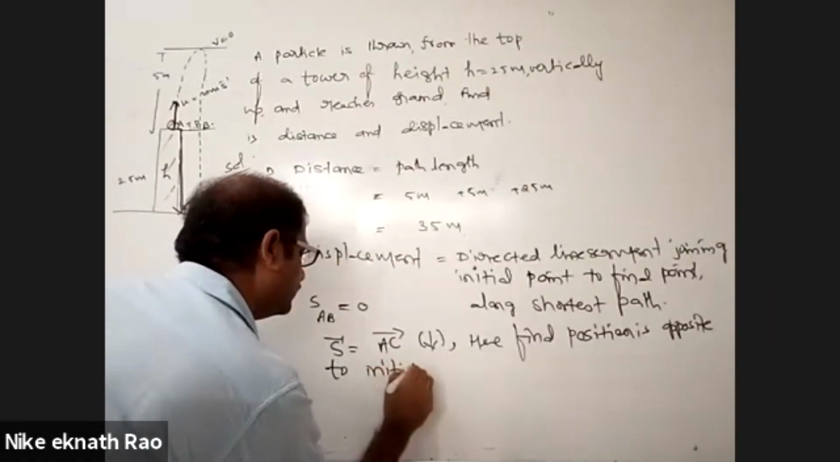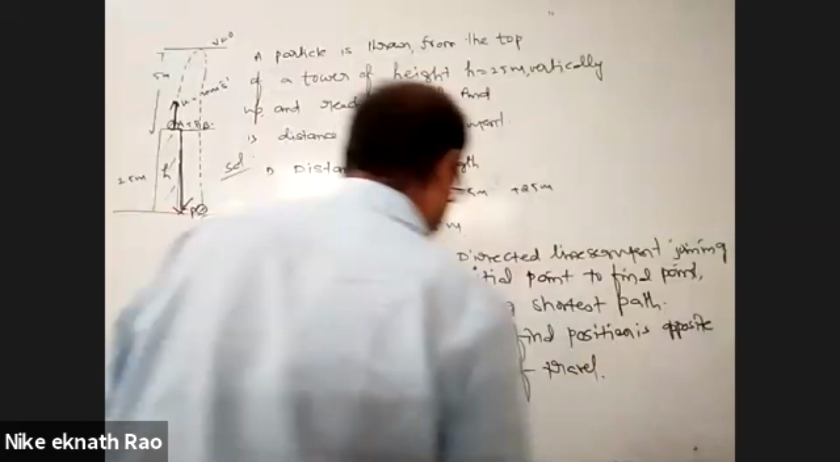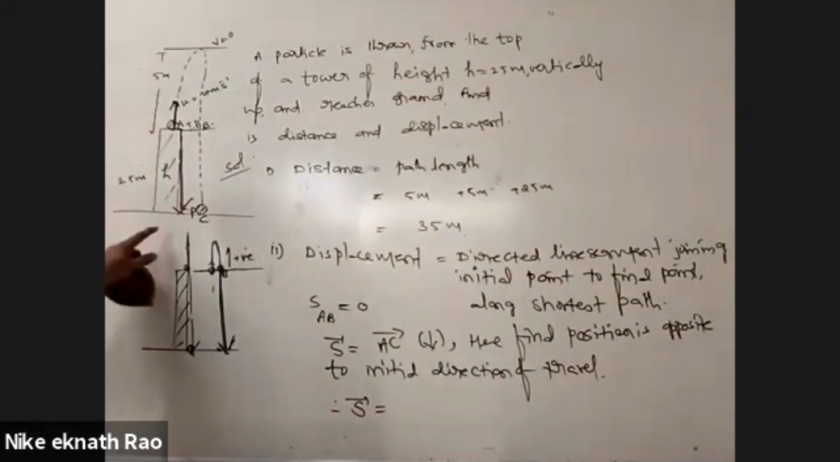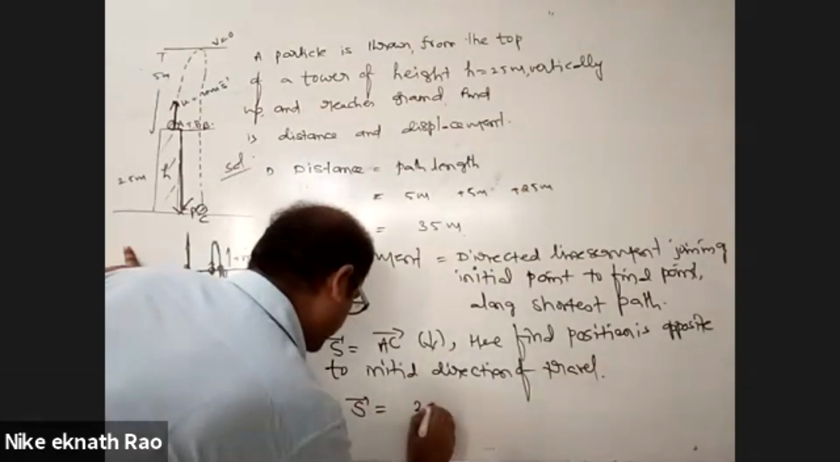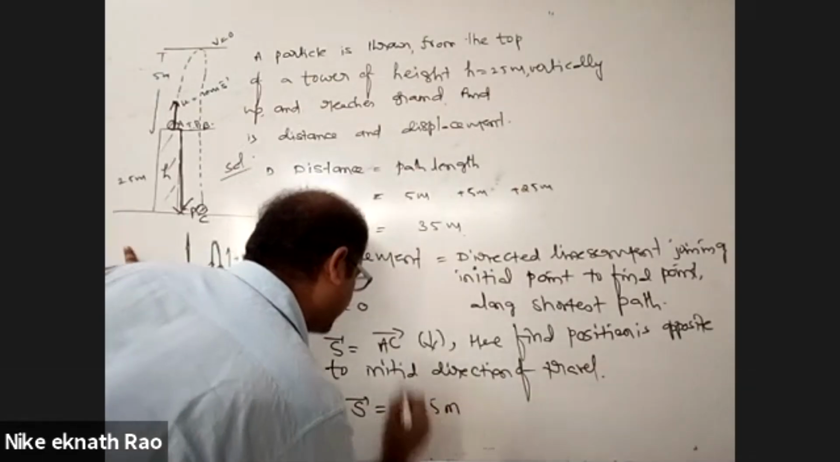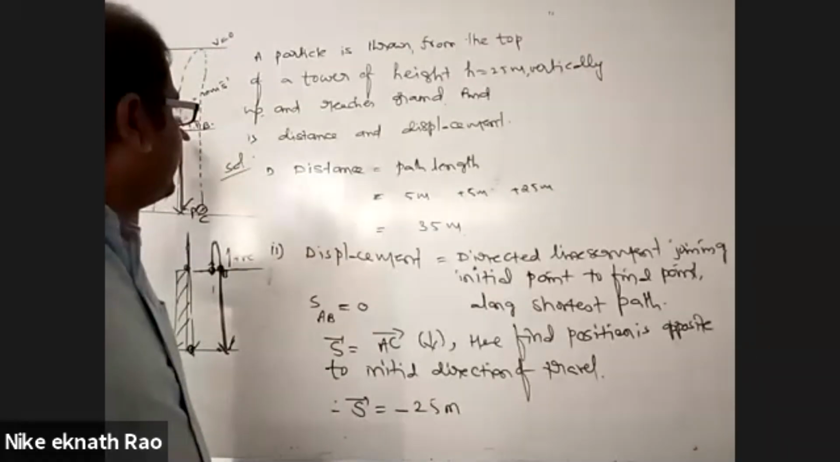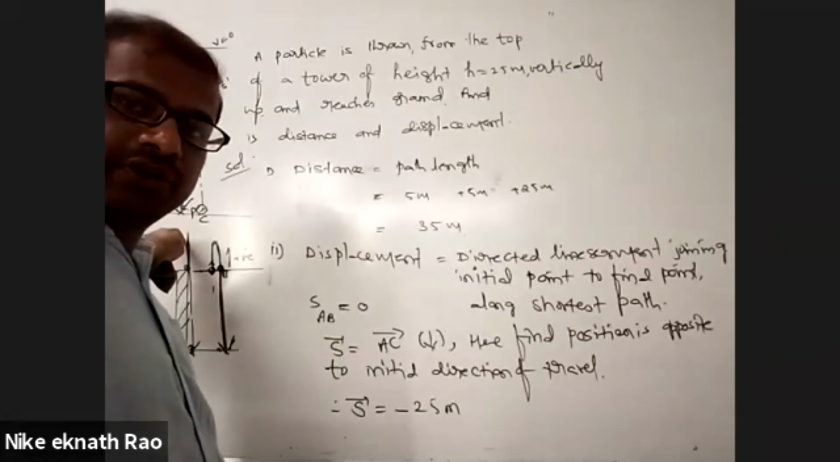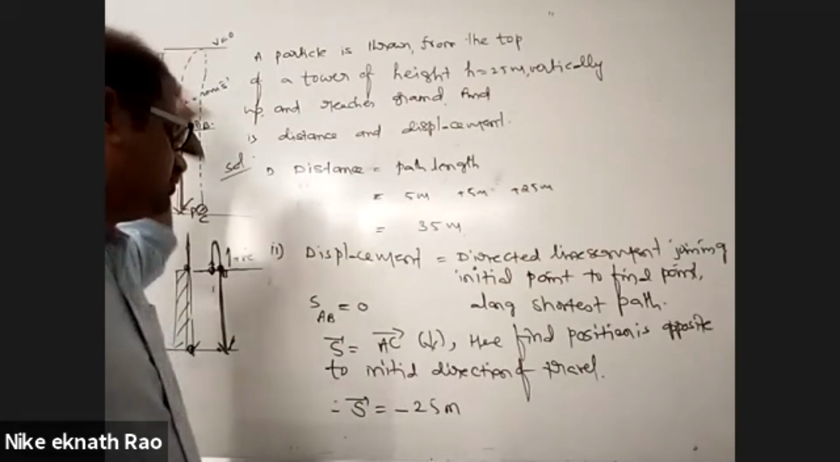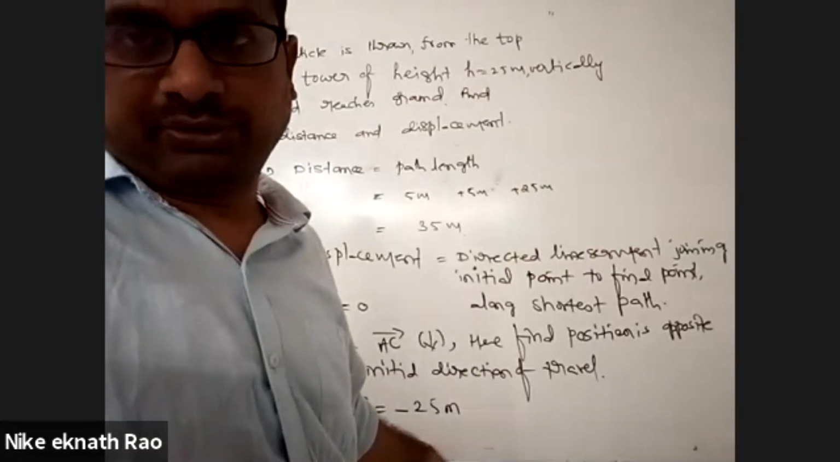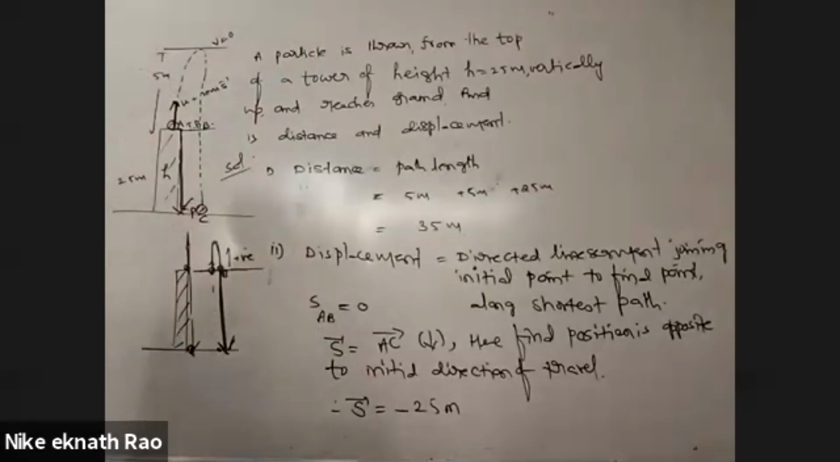Not opposite to initial direction of travel. Therefore, net displacement is equal to... What does it say? 25 meters. Fine. Why are you writing minus here? The direction of velocity is upward, and the final position of the object is downward. Therefore, final position is opposite to the initial direction of travel. That's why displacement is minus 25 meters.